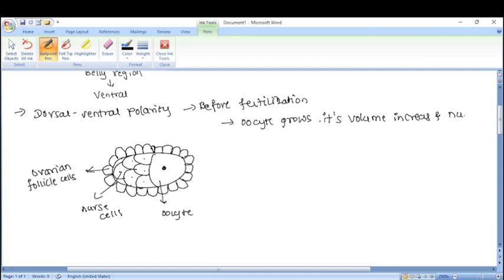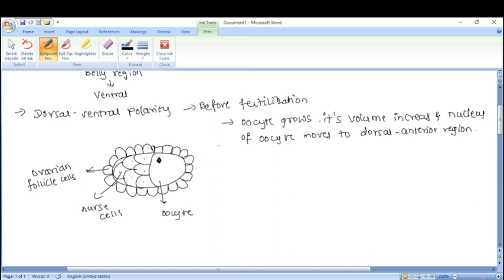Once the oocyte grows and its volume increases, the nucleus of the oocyte moves to the dorsal anterior region. Here is the nucleus. This nucleus will move towards the dorsal anterior region. Here, this is the nucleus of the oocyte.